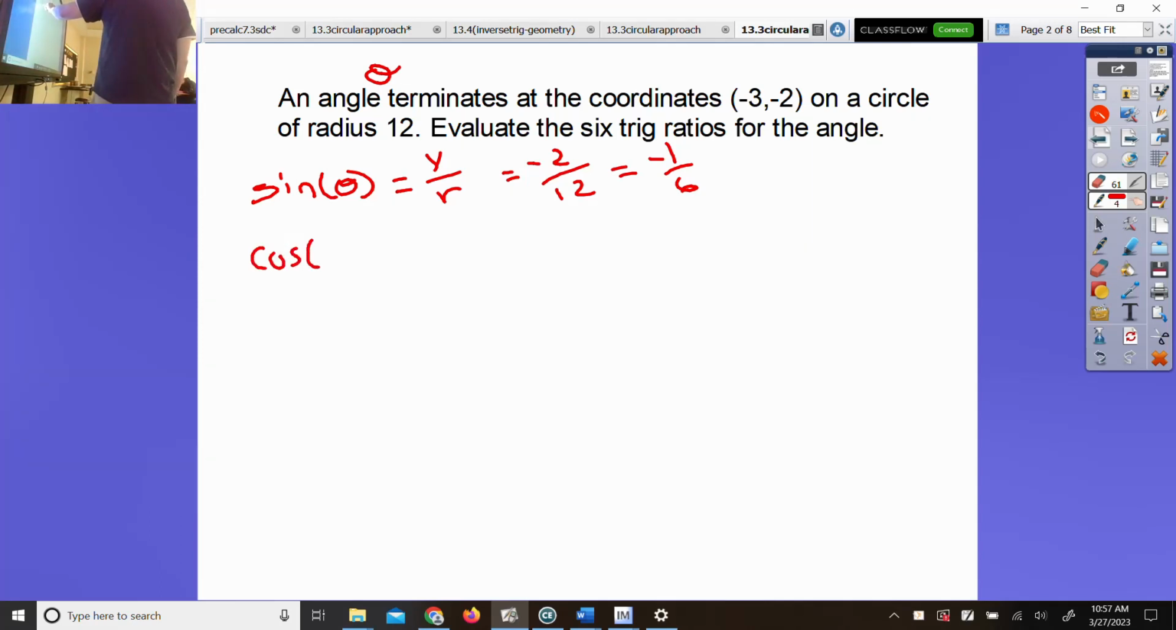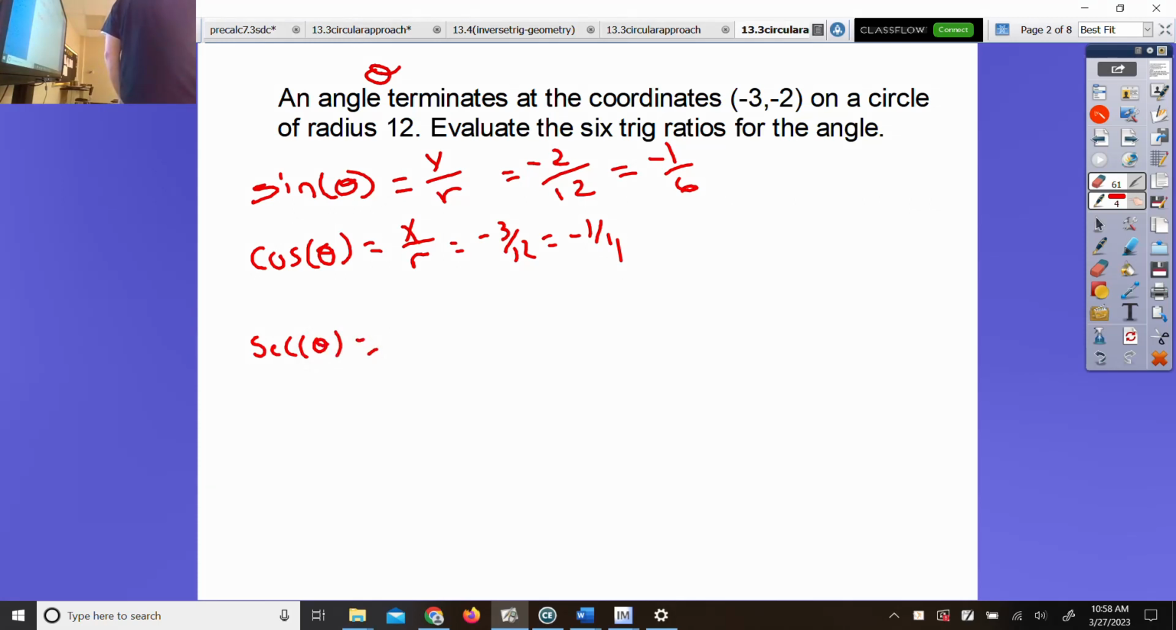How do you find the cosine of theta using the circular approach? x over r. It's -3 over 12. What's that reduce to? -1 over 4. I don't want to do all of these, so let's just do secant. I don't want to do all six. Secant is r over x. That'd be 12 over -3, which reduces down to -4.